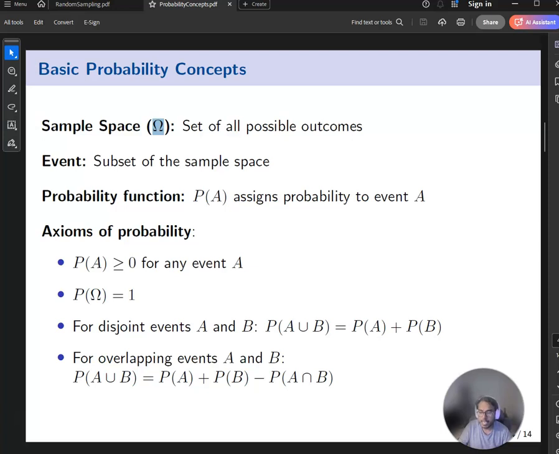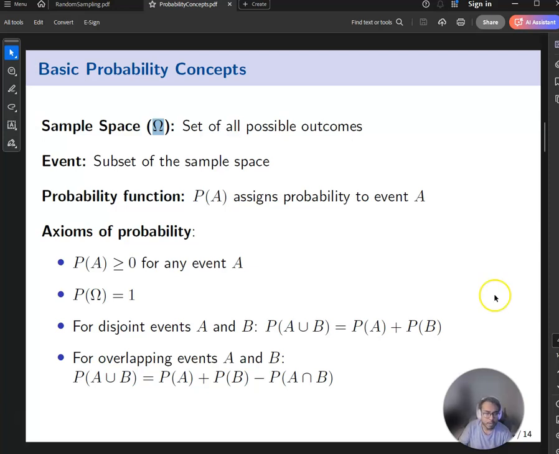Any event is a subset of that sample space. It's a collection of outcomes we are interested in. So if rolling an even number is an event, then that will include the outcomes 2, 4, and 6. If rolling an odd number is an event, that will include outcomes 1, 3, and 5.